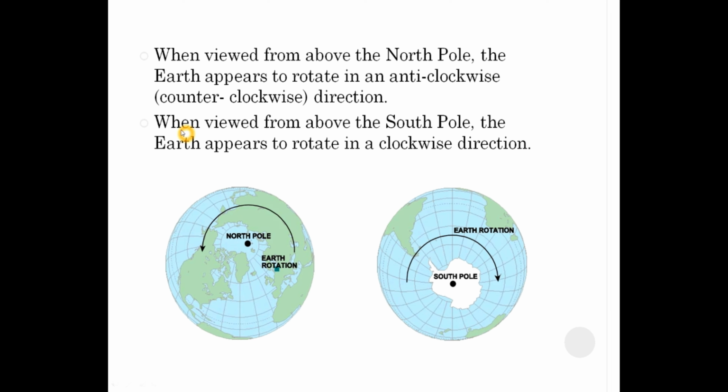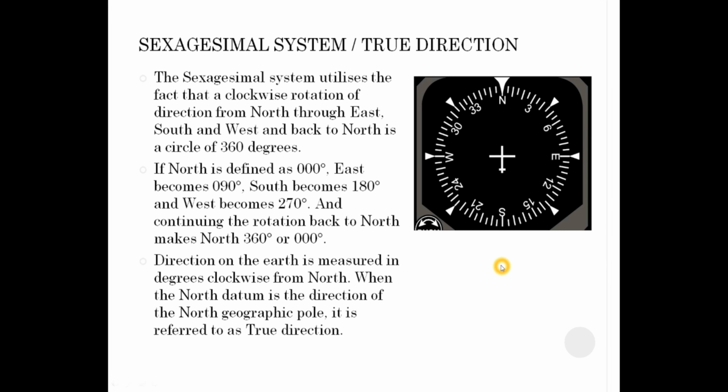Now let's talk about the rotation of the Earth. When you view from the North Pole, the Earth appears to rotate in an anti-clockwise direction, like this. When you view from above the South Pole, the Earth appears to rotate in a clockwise direction, like this.